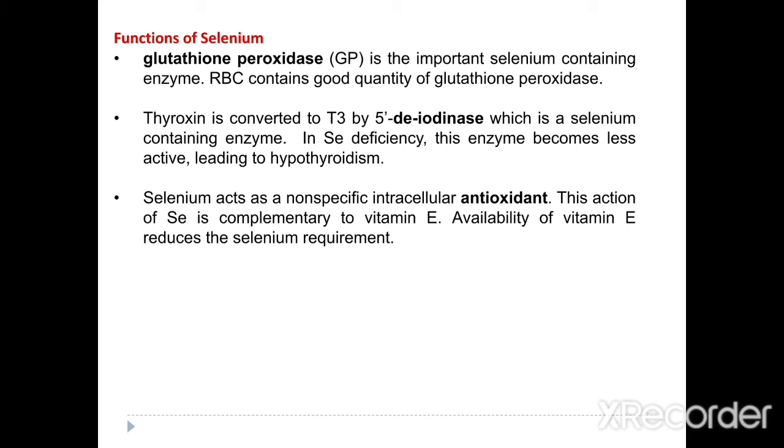Then the functions of selenium. Glutathione peroxidase is an important selenium containing enzyme, and RBC contains a good quantity of glutathione peroxidase. Then thyroxine is converted to T3 by deiodinase. This deiodinase enzyme is a selenium containing enzyme. So, in selenium deficiency, this enzyme becomes less active, leading to hypothyroidism.